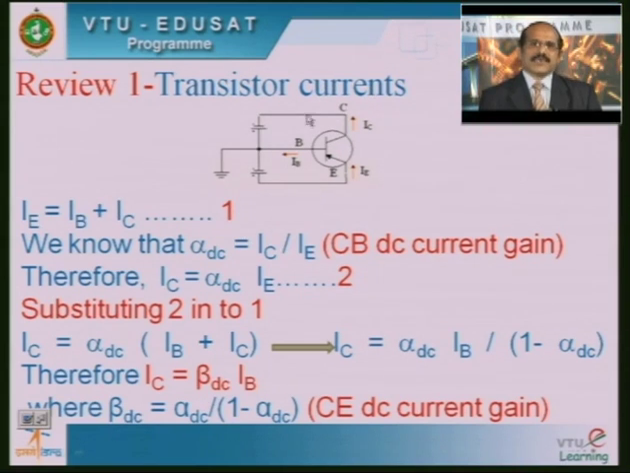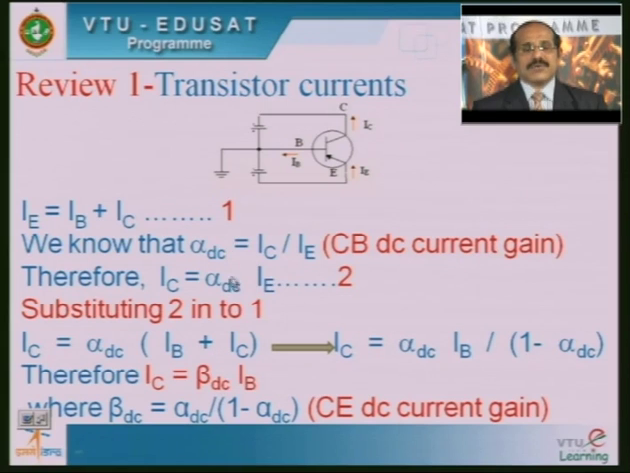If we apply Kirchhoff's current law, we get emitter current is the summation of the base current and the collector current. And also we know that alpha DC is equal to IC by IE, that is output current by the input current. Alpha DC is called the common base DC current gain. Therefore, IC, the collector current, is equal to alpha DC times the emitter current.